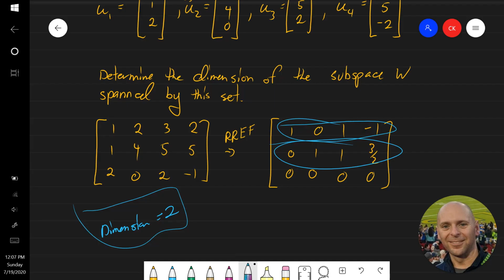The other thing we can key in on is that I have 2 leading 1s, and this column doesn't have a leading 1, and this column doesn't have a leading 1. So we would know again that the dimension would have to be 2, based on the location of these 2 leading 1s. So now we can get the dimension of the span of those vectors, the span of the vectors being the same thing as the dimension of the column space of this matrix when we throw them all in there.